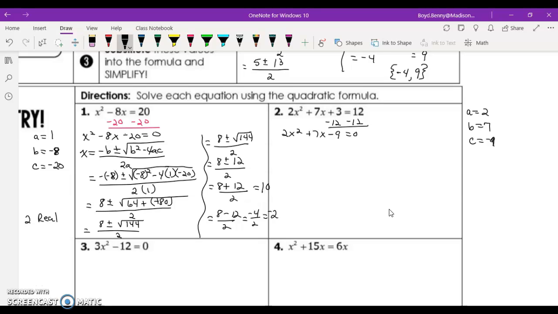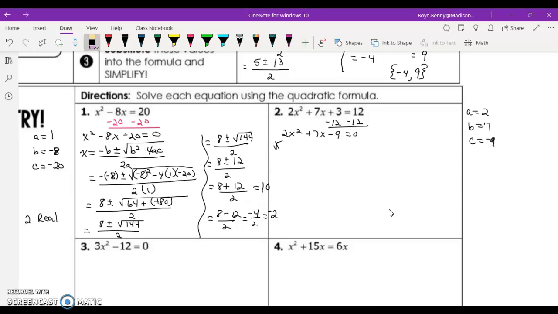Now we could have used complete the square on this one, except for the fact that the leading coefficient is not 1, which means we would have to factor out a 2, which would create a whole bunch of fractions that we don't want to have to deal with. Okay? So let's go ahead and write our formula.